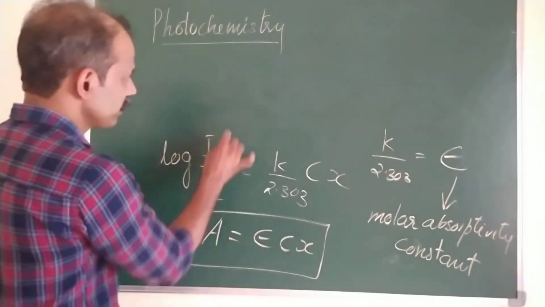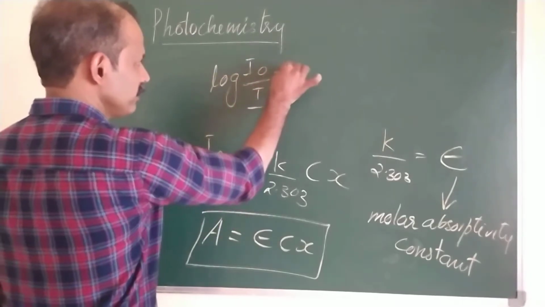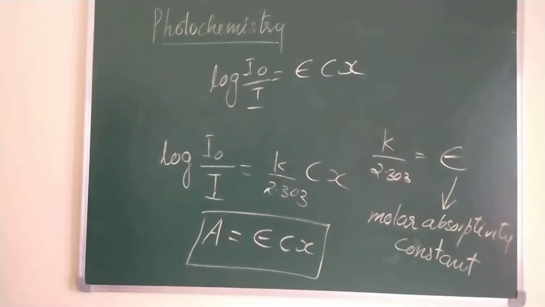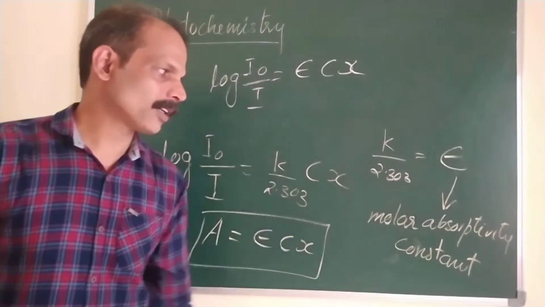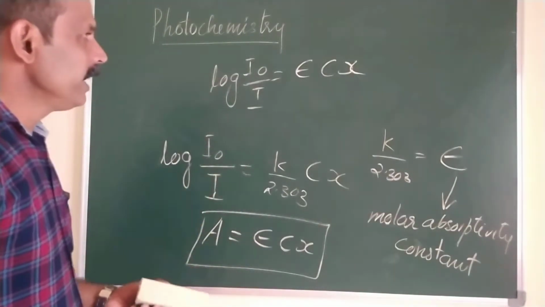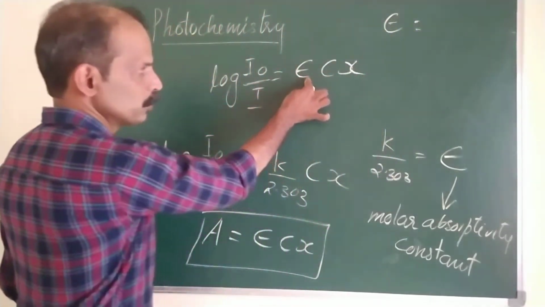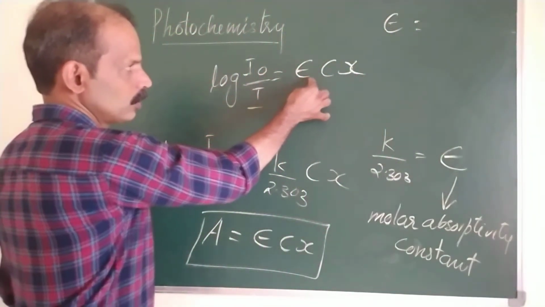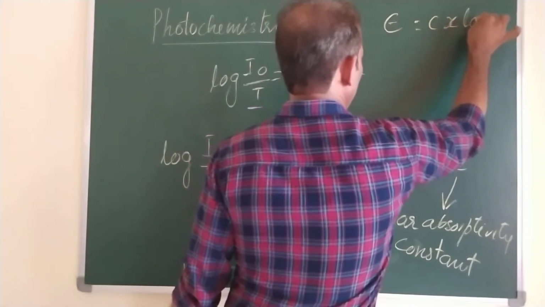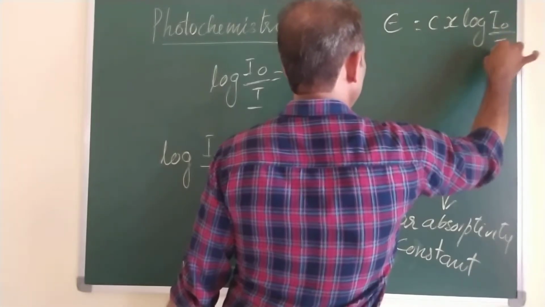Then here also we can write it as log I0 by I is equal to epsilon Cx. And we know epsilon is molar absorptivity constant or molar extinction coefficient, and which can be given as equal to 1 by Cx log I0 by I.